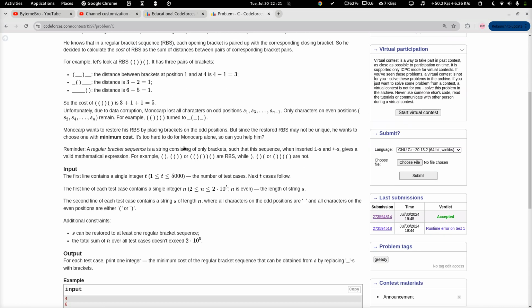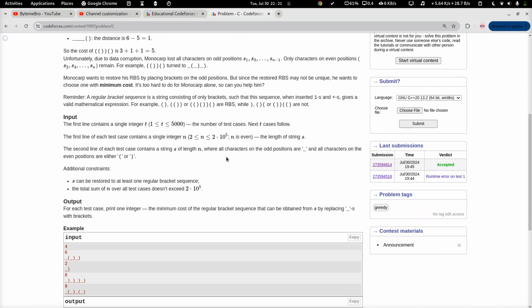So Monocarp has forgotten, because of some data corruption, he lost some characters of his RBS and only the characters on the even positions are remaining. So now this turns into this. Of course the first one would be lost, then index 0 is lost, then 1, then 2, then 3, then 4. Since the restored RBS can be anything, we have to choose the one with the minimum cost. That is the thing we have to do.